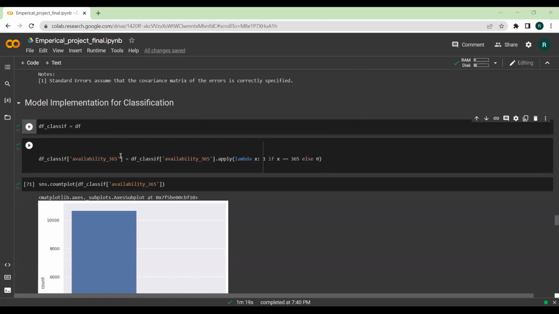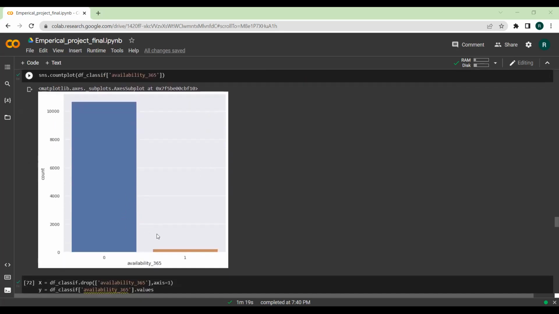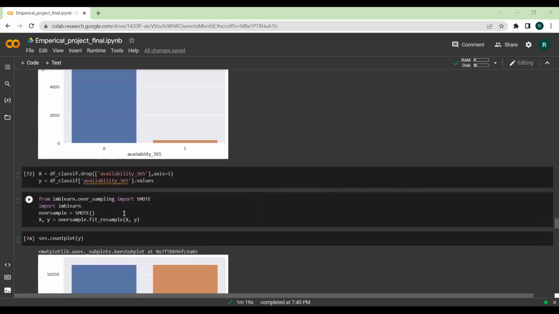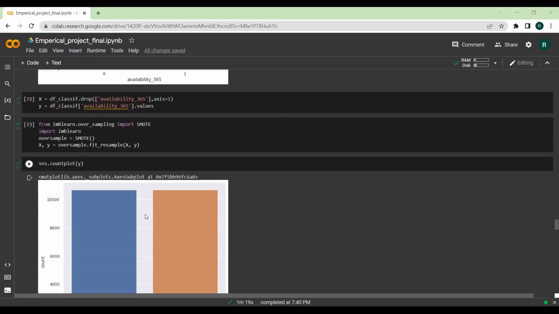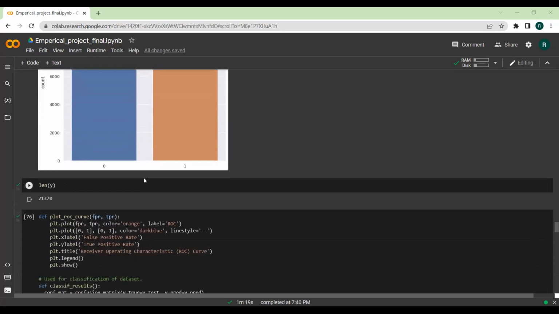As you can see, we copy our data set into the classify data set, then we change our data set ability 365 into 0 and 1. We take 0 when ability is equal to 365, otherwise 1. We can see our data set is unbalanced. For 1, there are only a few samples, so we have to balance the data set, and we did the balancing by the SMOTE technique. Here you can see now our data set is balanced. Now it's ready to train our model.